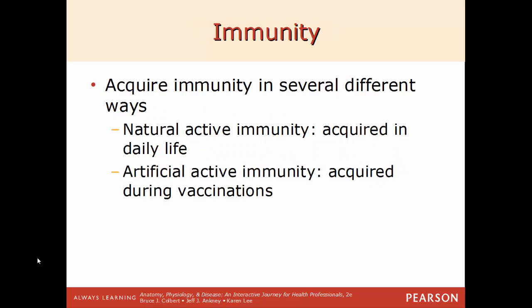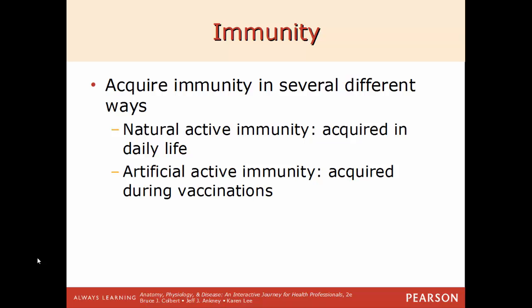Now we'll move on to the different types of immunity that we all have. Acquired immunity, we develop in several different ways. The first kind, natural active immunity. This is acquired in normal daily life, normal exposure to a disease. Someone who sits next to you has the flu, they cough on you, and you get sick.